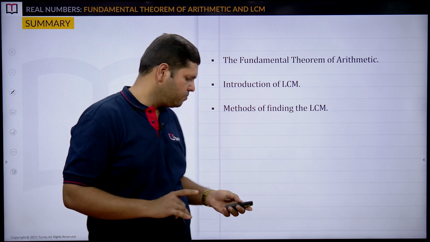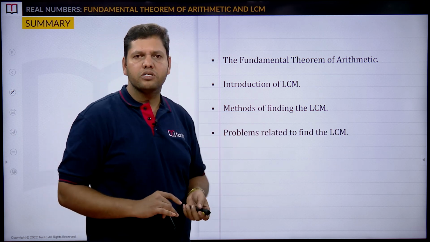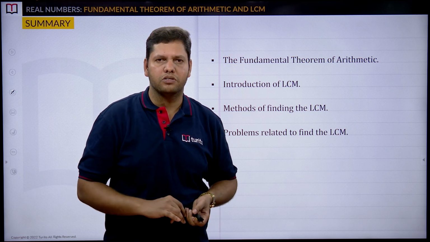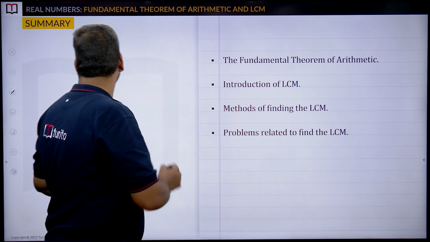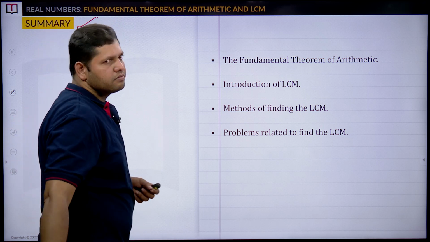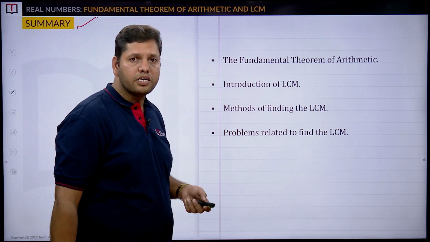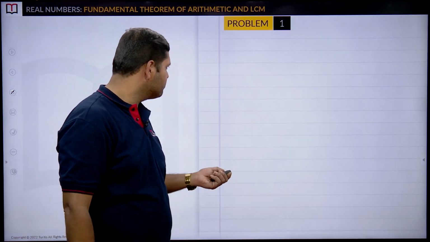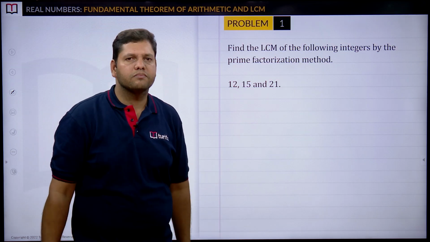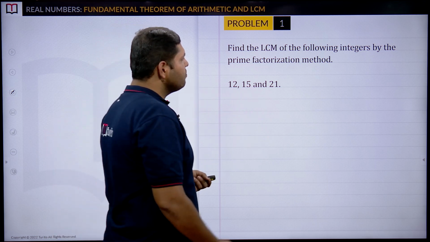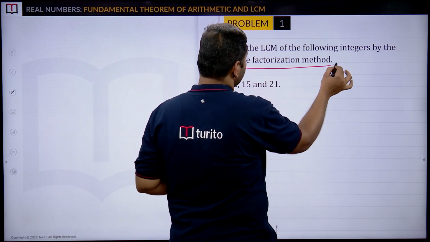Okay. And some problems we have discussed to find the LCM of the given two numbers. Okay. So that is the complete summary of this class. Okay, children. Now let us discuss a few questions related to finding the LCM again. Children, look at this question. Find the LCM of the following integers by the prime factorization method.